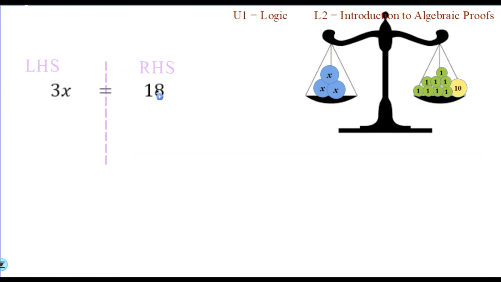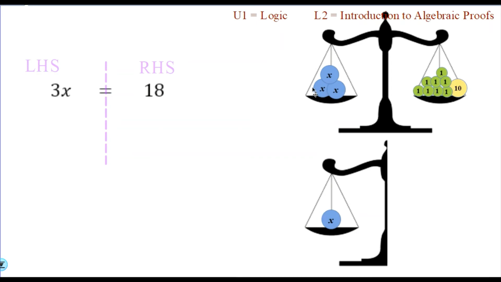And when you've got that, we don't care about what 3x balances with, what 3x equals. We don't know what x equals. So we need to take 1/3 of these three x's. Our first goal is to get the x's by themselves. We have three x's here. Now they're by themselves on the left-hand side.